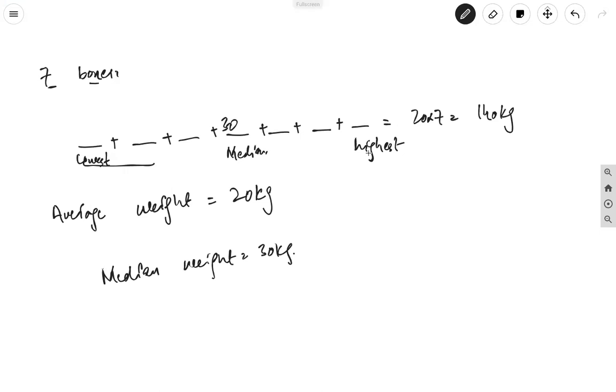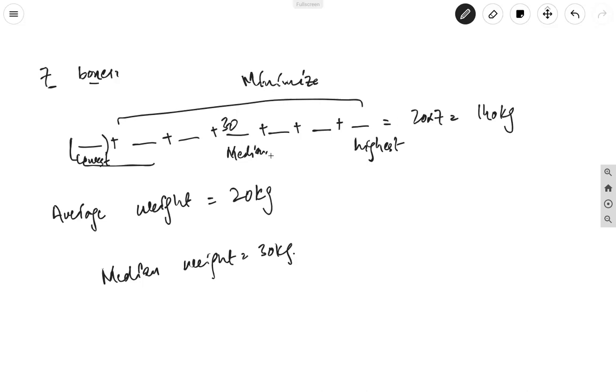So if the question asks what is the maximum possible weight of the box which is the lightest, so the question asks if we want to maximize this value, then how is that possible? To maximize this, we need to minimize all others. And let's see how that is possible.